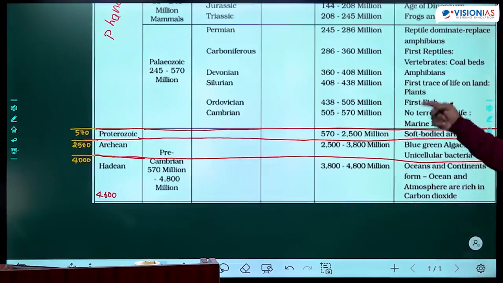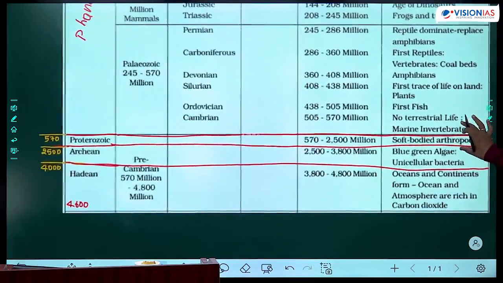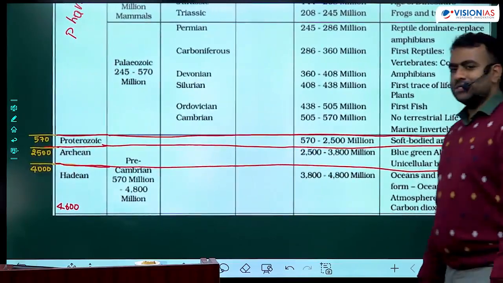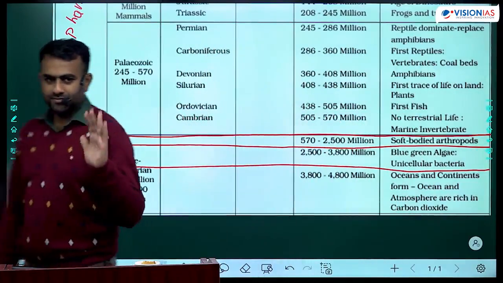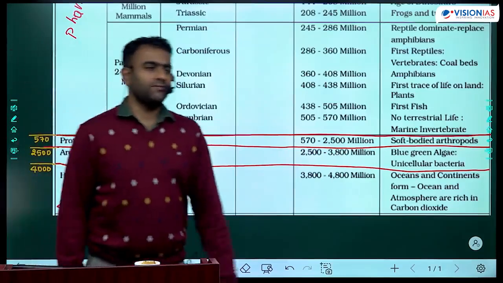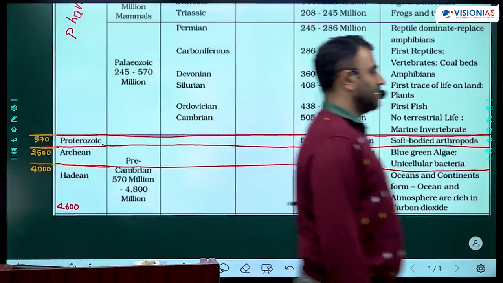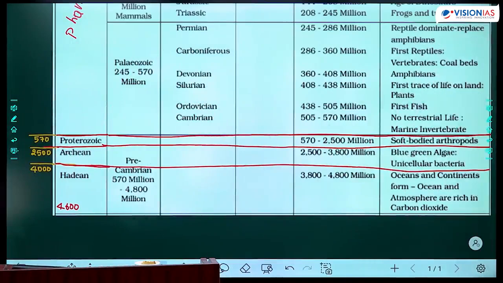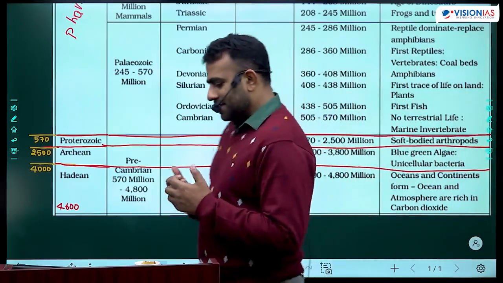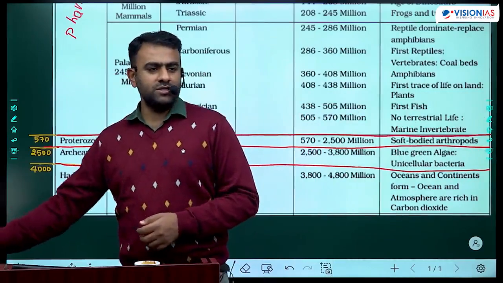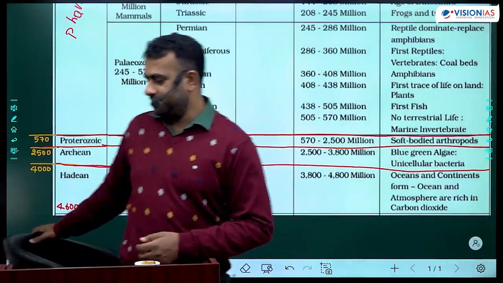From 2500 to 570 is when we have the evolution of this blue green algae, the single cell organism, into a multicellular organism. How did the multicellular organism evolve? Look, the most primitive is BGA, more primitive than that was LUCA, then BGA came. After BGA, a single cell will start to function in the form of multiple cells.